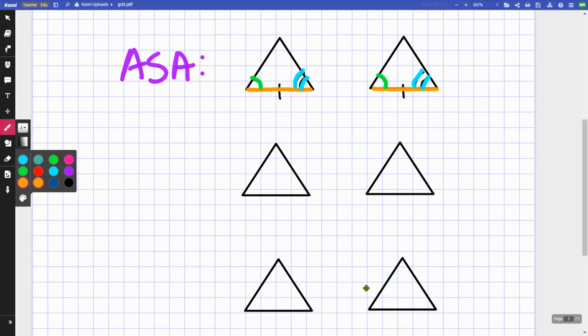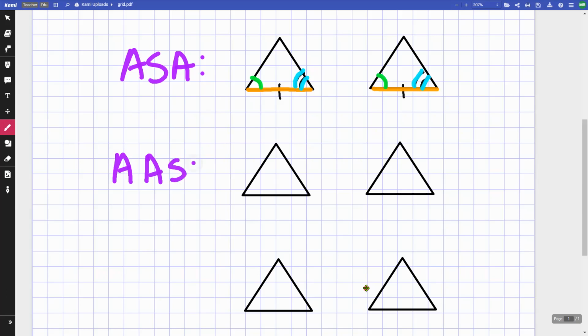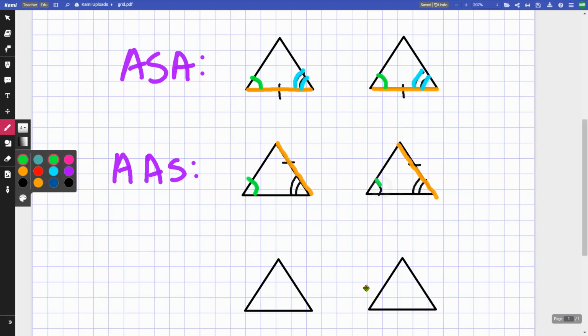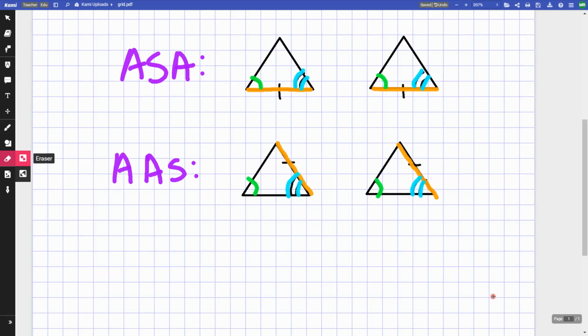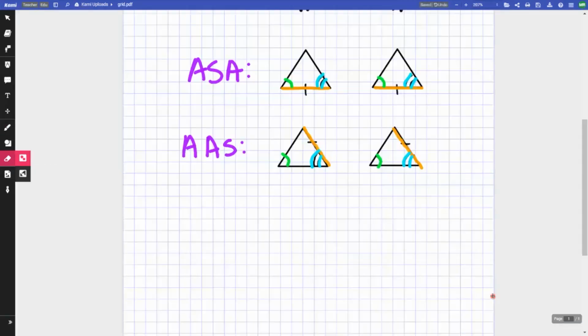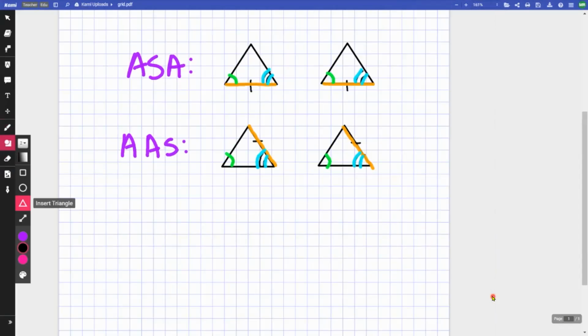For angle, angle, side, I have an angle, another angle, and then a side that's not in between those two angles. So I have a side, an angle, an angle, and here's my other angle. Notice that up here, in both I have two angles, but the side is in between the two angles, and here it's not in between. But that's still a congruent triangle. Now, so far I have 4. There are 5 congruent triangle relationships, and the last one is going to be a right triangle.